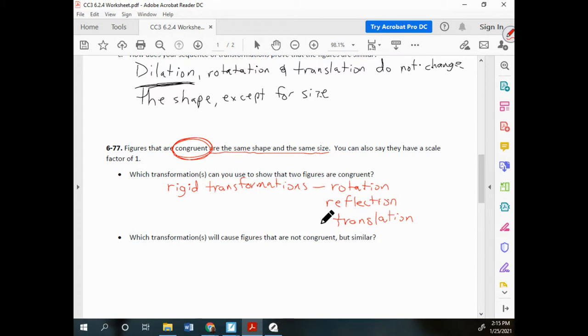They're the same thing. And which transformation or transformations will cause figures that are not congruent but similar? And that would be dilation. If you do dilation, you still multiply both sides by the same scale factor, so they are similar, but they're not congruent because you're making them bigger or smaller. Okay? Cool?